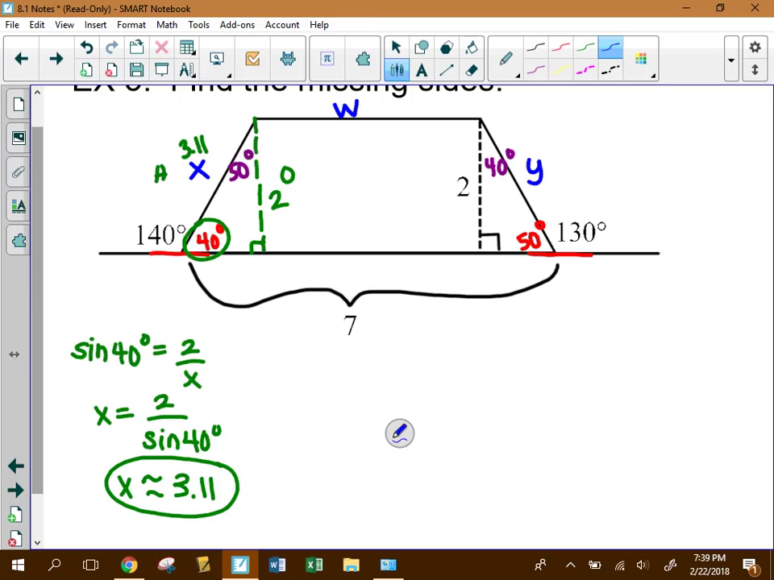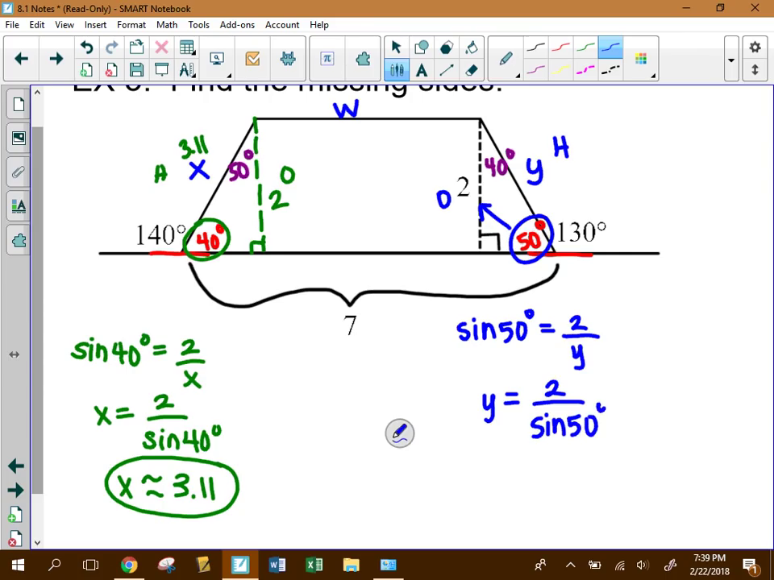Doing the same thing on the right side here, 50 degrees. So across from that, this would be opposite. Y would be the hypotenuse. Same type of work here, except for the sine. So Y is approximately 2.6. So the only thing we're missing is W.